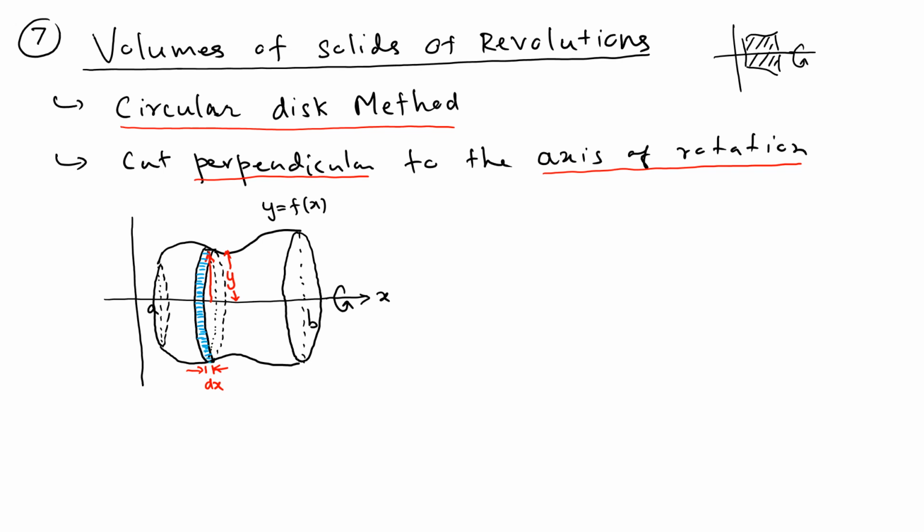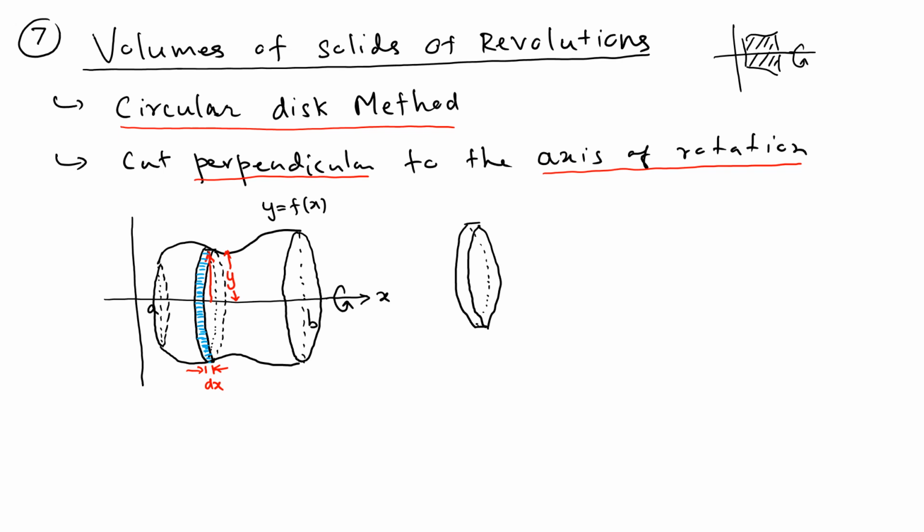Okay, so that's the disk. Now what we're going to do is find the volume of one such disk and add all the disks together. So let's do that. This is one such disk, so it's going to look like that. This is one such disk. What we want to do is find the volume of this disk.